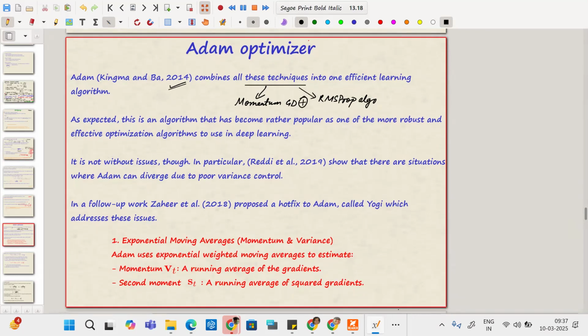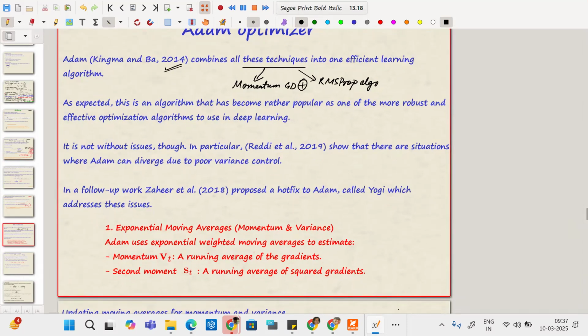So you can see Adam optimizer is not independent. It has borrowed the left hand from the momentum method, the right hand from RMSProp, and the middle part is gradient descent. That's how Adam optimizer came about.